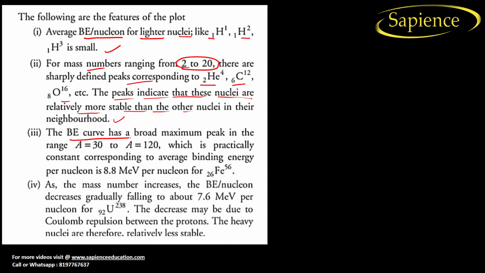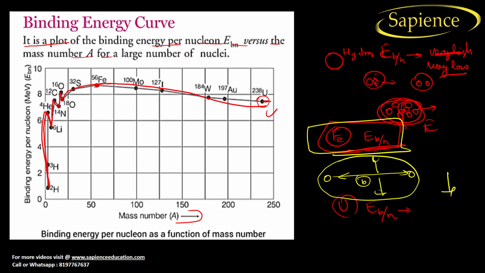Now, the binding energy curve has a broad maximum peak in the range of A30 to A130, which is practically constant, corresponding to the average binding energy. So from here, in these regions, binding energies are overall the same when the peaks are broad, but when there is a sharp peak, it means that the binding energy suddenly decreases or suddenly increases.